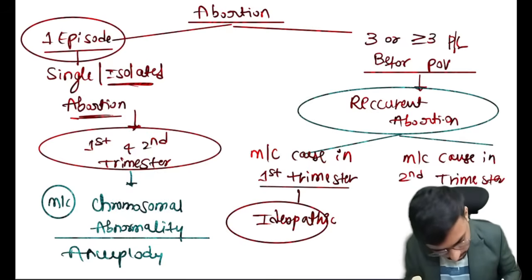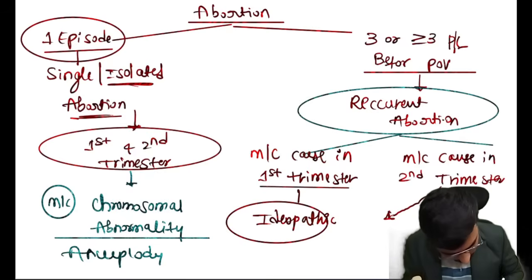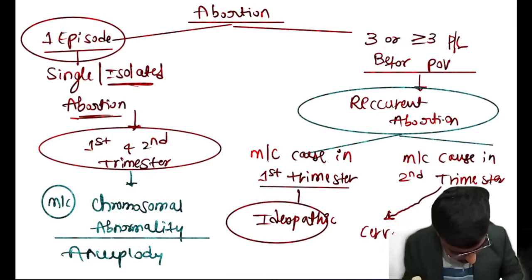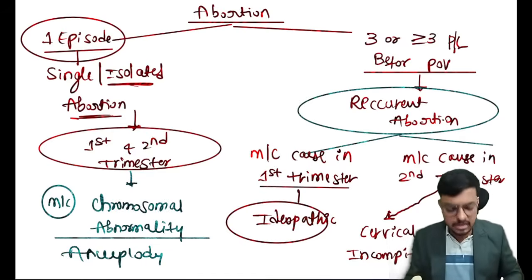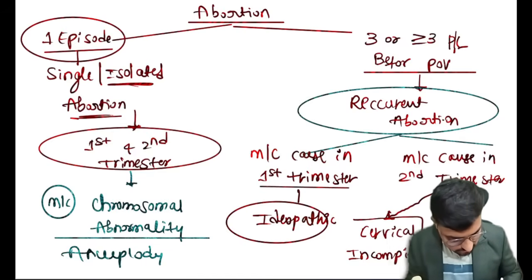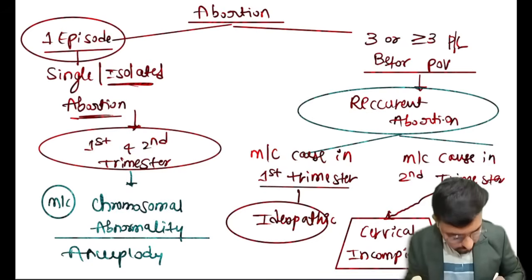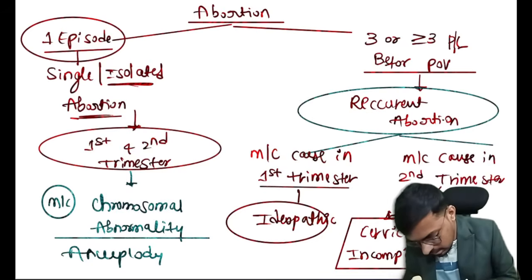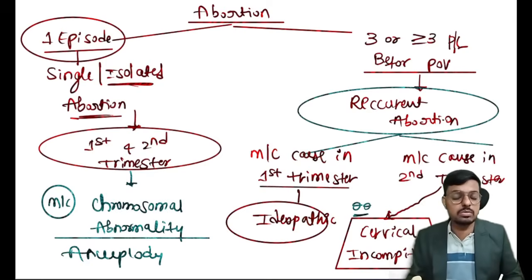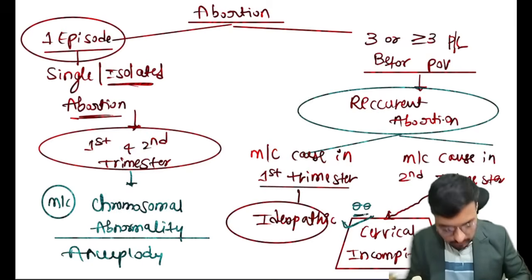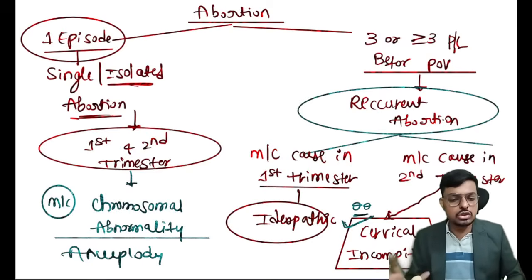This is your exam hot topic, so the answer is cervical incompetence. What is cervical incompetence and how to manage it? I will explain everything. Just remember the very important word, cervical incompetence. This is a question asked multiple times. The most common cause of recurrent abortion in the second trimester of pregnancy is cervical incompetence. Recurrent abortion in the first trimester, the most common cause is idiopathic.